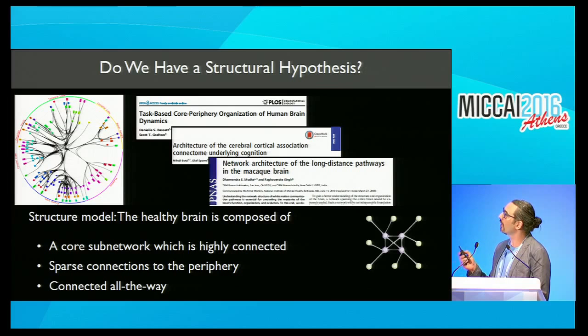And for this, we're based on recent research that has been pushed from the graph theoretical analysis point of view, in which they maintain that the brain has a connected core structure with a peripheral, less connected configuration. So we will enforce this structure by having a core subnetwork, which is highly connected, sparse connections on the periphery, and we'll want it to be connected all the way, so you can get from one node to the other, any part of the brain.